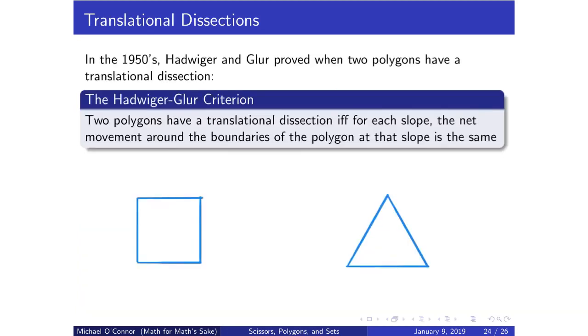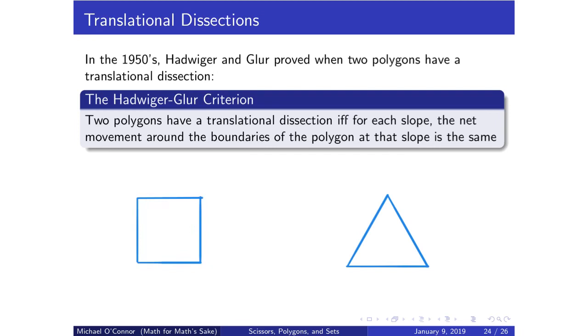Another one is this thing I mentioned about when can you do a dissection that doesn't involve a rotation. And it turns out this was solved in the 1950s. The only reference that I could find was in German, so I couldn't actually verify this, but it says in this book, so I assume it's correct. And what this says is that you can do a translational dissection if, and I'll just read this, for every slope, the net movement around the boundaries of the polygon at that slope is the same or is equal.